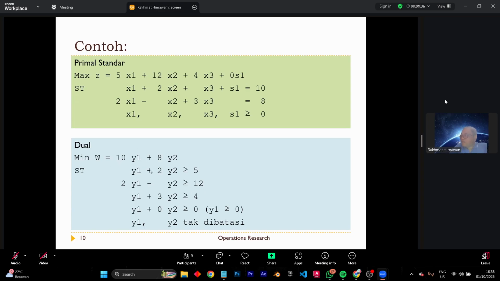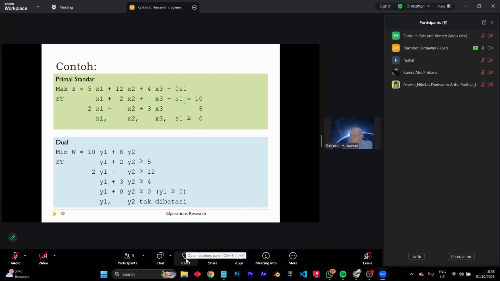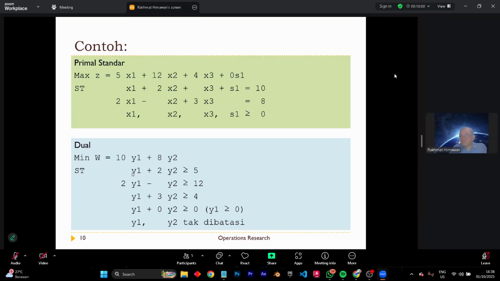What about the left-hand side? What are the constraints going to be? After you put it in the standard form, we can check how many columns. This is the column related to x1, everything related to x2, x3, and s1. Look at the columns: 1, 2, 3, 4. There are 4 columns. That means there will be 4 constraints in the dual, excluding the variable restrictions. So we are going to have 4 constraints, because we have 4 columns.